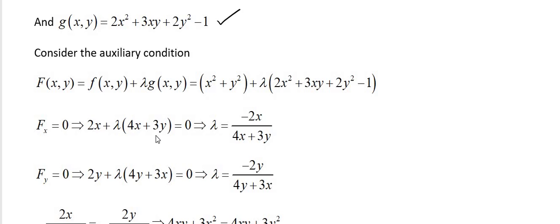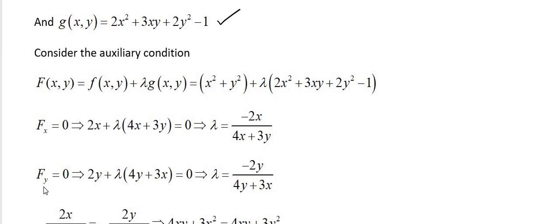From this equation I am going to find out the λ value. Plus 2x becomes minus 2x. Multiplication becomes division. That's why λ = −2x/(4x + 3y).